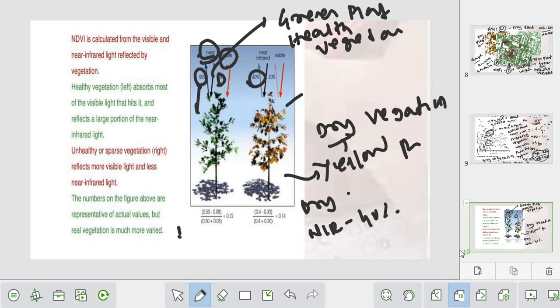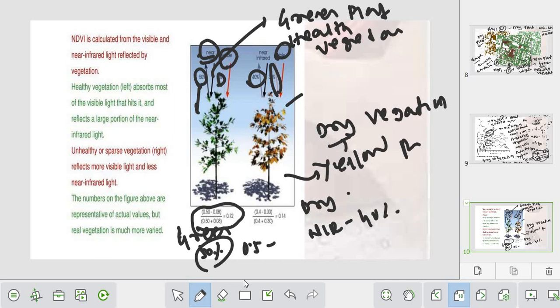But in the green plant, that means healthy vegetation, reflectance will be higher, 50% in the NIR region. But in the red region, the yellow plant, that means the dry vegetation, reflectance will be higher. See, reflectance will be higher compared to the healthy vegetation. So we can calculate this type of index. Like 50% in NIR, that means 0.5, and 8% in red, that means 0.08, so the value comes around 0.72.